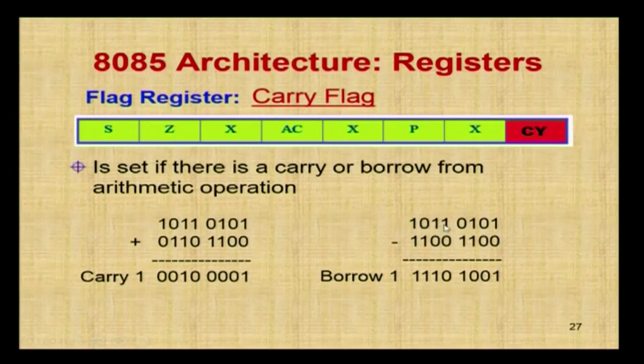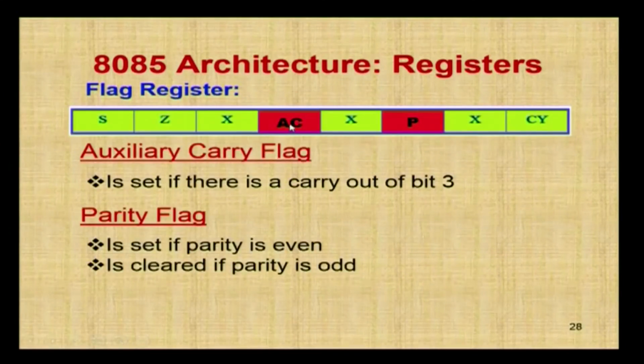So, this number is smaller, and this number is larger. When you subtract a larger number from a smaller number, you get a borrow. In such a case, the carry flag will be set, as you see here. Then you have the other flags, auxiliary carry and parity.